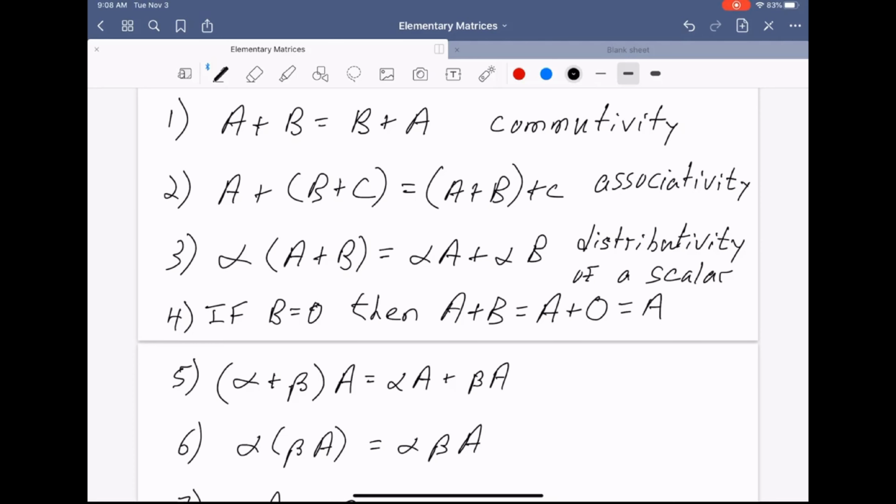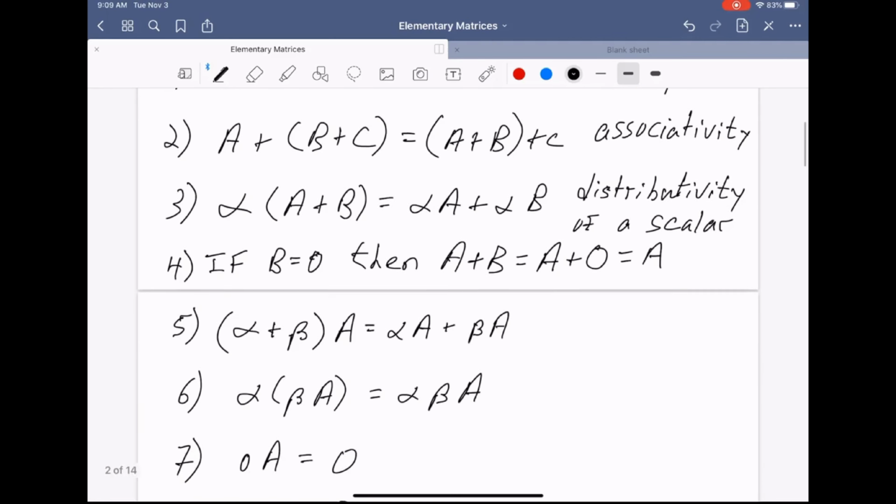The fourth property is that if B is a matrix of zeros, then adding B to A is the same as adding zeros to A, which just returns A. If we have two scalars, alpha and beta, and we add them together and then multiply the matrix A by those scalars, that's the same as if we were to multiply A first by scalar alpha and then by scalar beta and then add the two together.